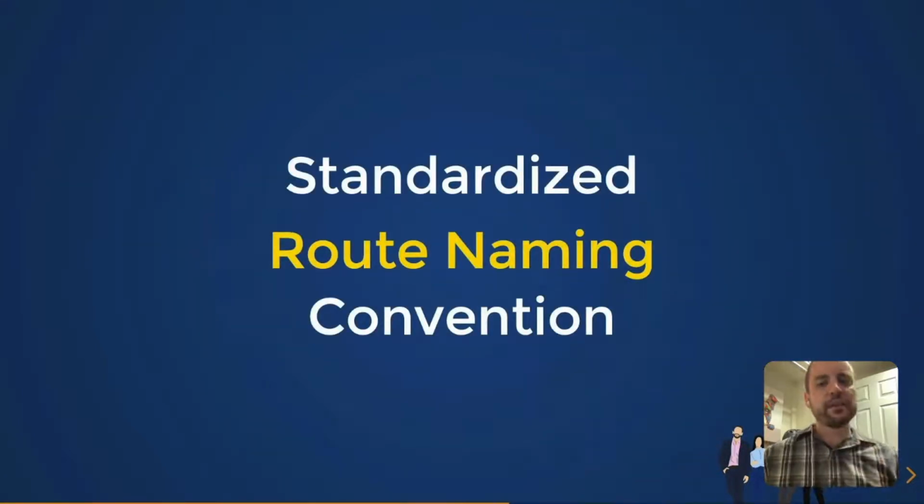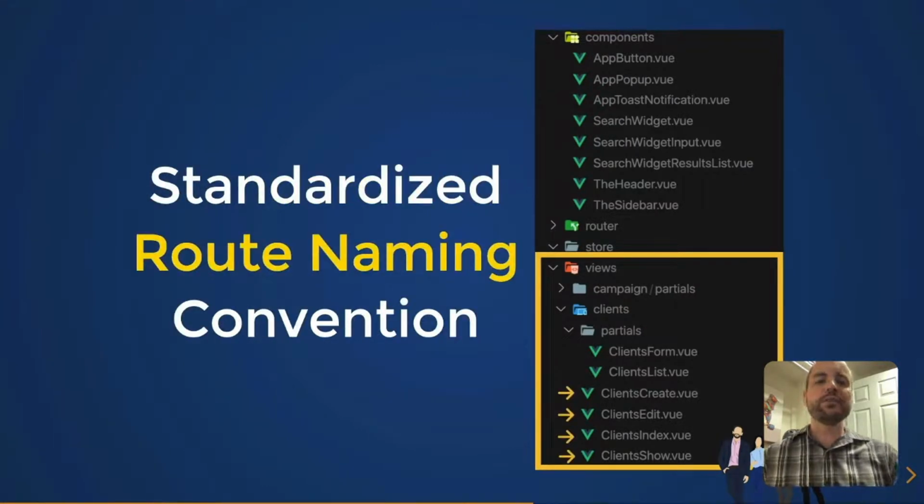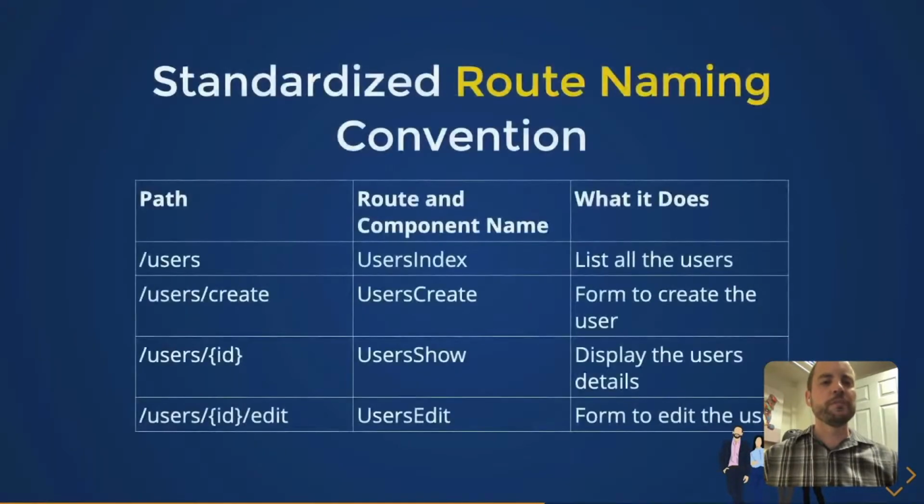All right, the next standard that I want to recommend that you utilize in your personal projects or your team projects is a standardized route naming convention. And in fact, we kind of saw that in action in the screenshot we put up just a minute ago. Here we see clients create, clients edit, clients index, and client show. If you're familiar with Laravel, this probably looks really familiar to you because it's a standard that they adhere to. And it works great for Laravel, so why not adopt it for the Vue community?